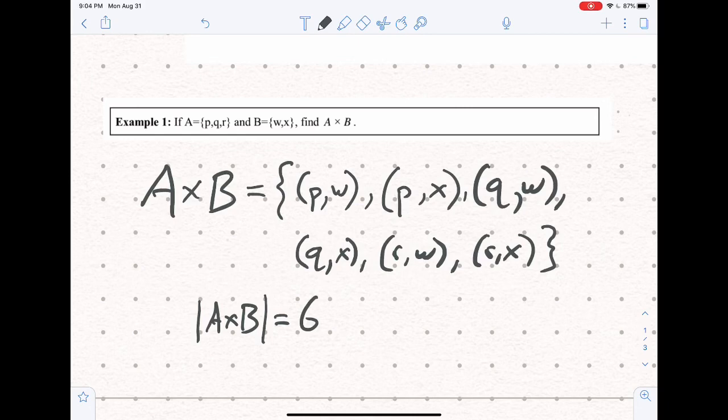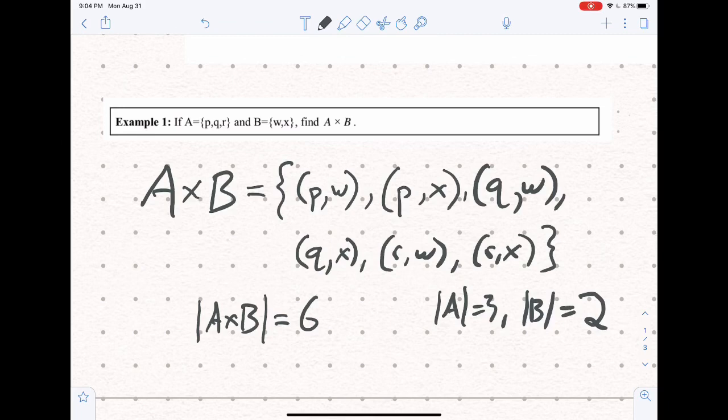One more observation before we go on, as this is going to be important later, is that it is no coincidence that this came out to be 6. In general, if A and B are finite sets, you'll notice here the size of A was 3 and the size of B was 2. Size and cardinality are just two ways of saying the same thing.